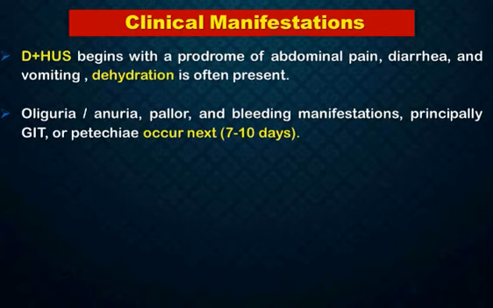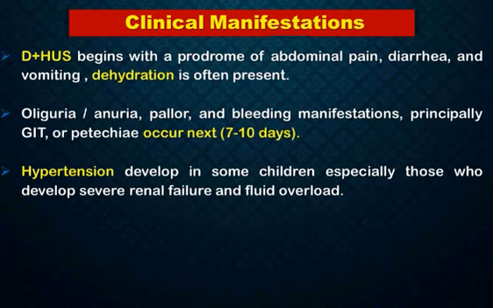Pallor, because there is hemolytic anemia. Bleeding manifestation because of thrombocytopenia, petechiae, purpura, principally in the GIT or in the skin in the next 7 to 10 days. Hypertension, acute kidney injury causing hypertension. And some children who have severe renal failure and the fluid overload, there is hypertension.